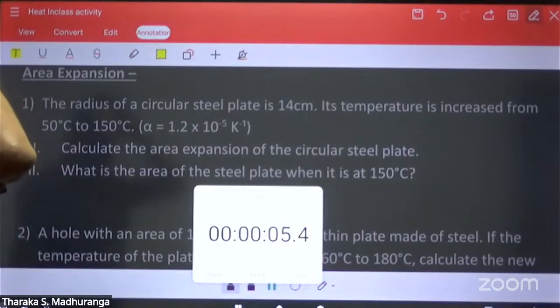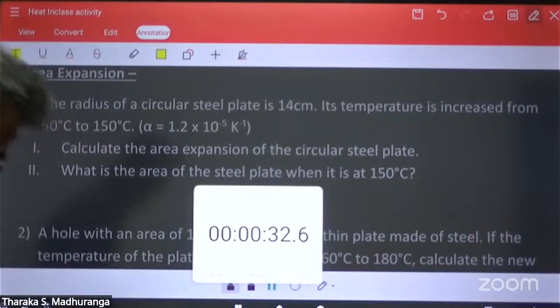The radius of a circular steel plate is 14 centimeter. Its temperature is increased from 50 Celsius to 150 Celsius. The linear expansion coefficient alpha is given. Calculate the area expansion of the circular plate in the given temperature. Okay, only the first question, first part. If you get the first part, it is easy to get the second part.